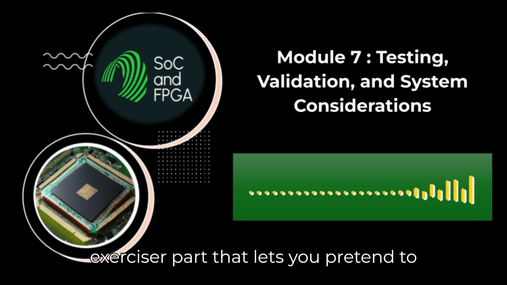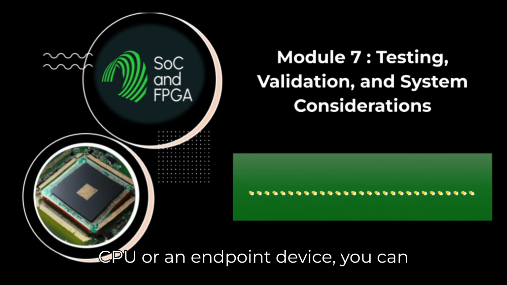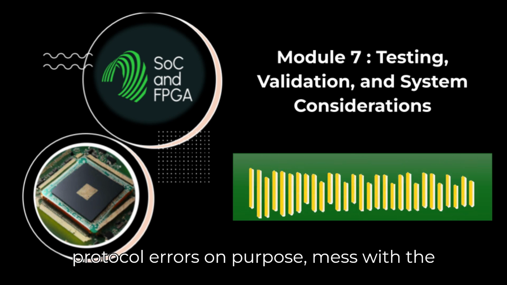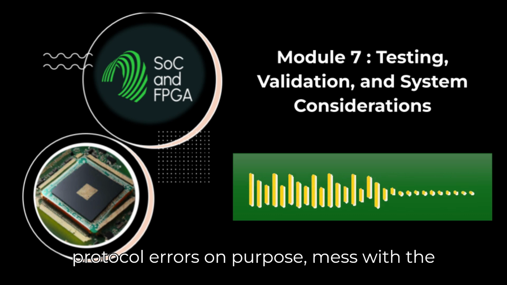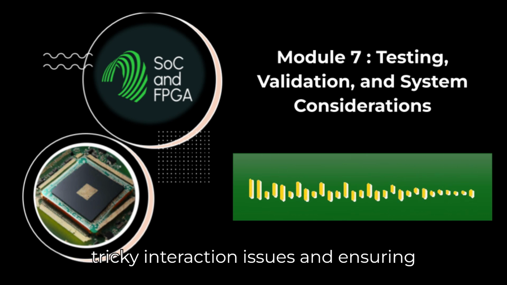And the exerciser part. That lets you pretend to be the other end of the link, like the CPU or an endpoint device. You can generate specific traffic, inject protocol errors on purpose, mess with the link training. Invaluable for debugging tricky interaction issues and ensuring compliance.